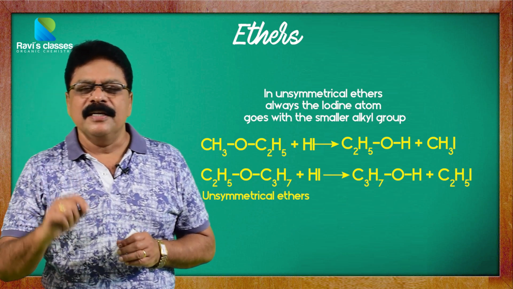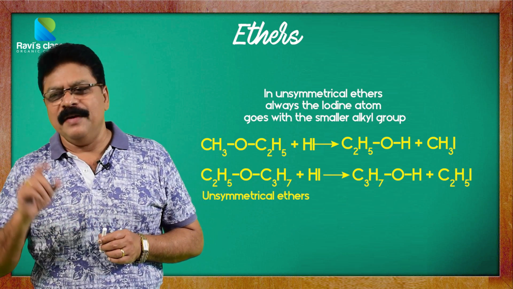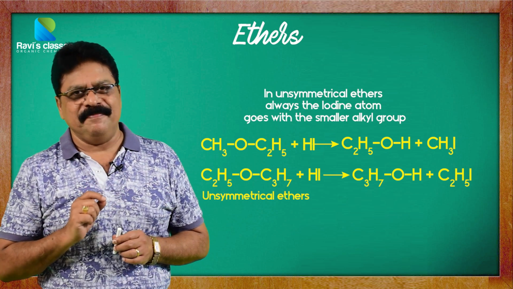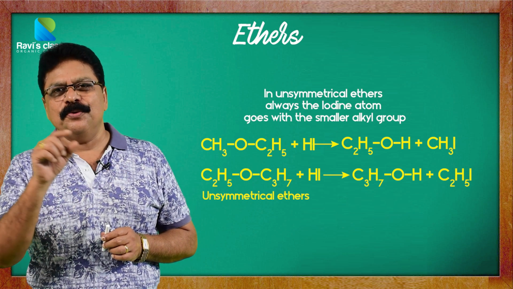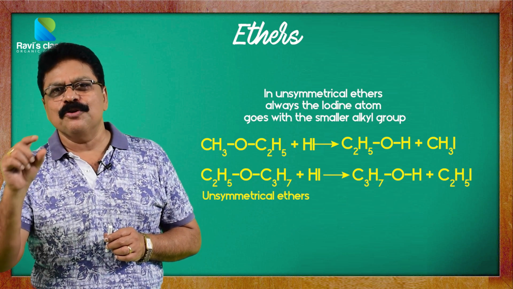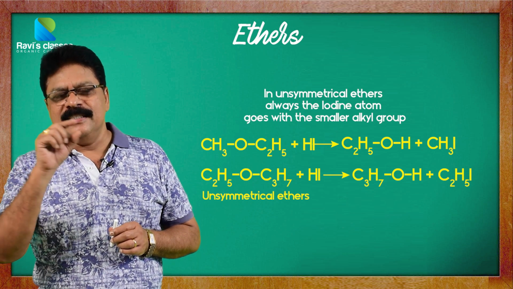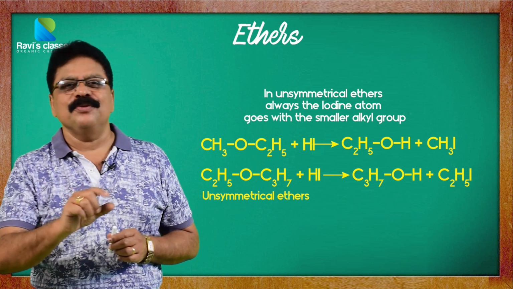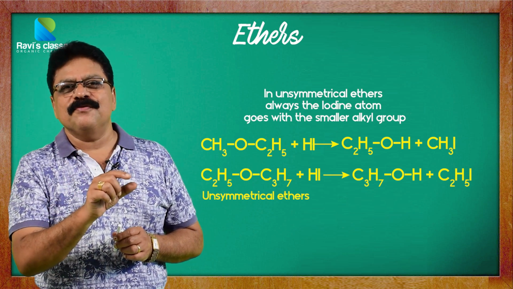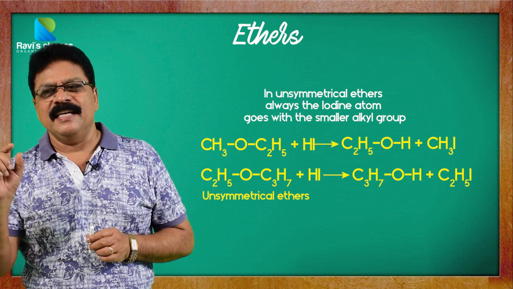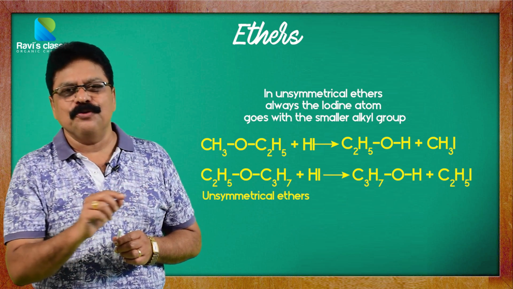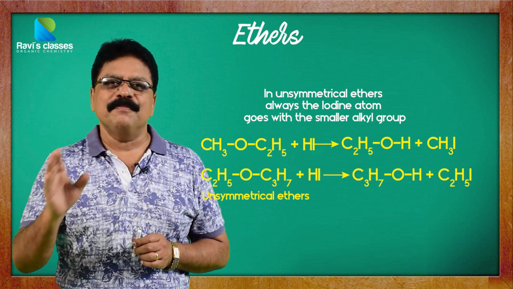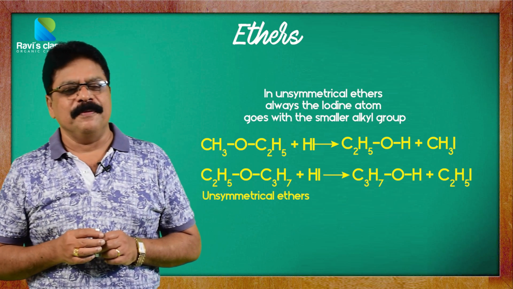But here, because iodine is a large atom, whenever the cleavage takes place, iodine always prefers to go with the smaller alkyl group. That is, if you take C2H5OCH3, the iodine will always go with CH3. So C2H5OCH3 plus HI gives you CH3I and C2H5OH. If you take C2H5OC3H7, iodine will now go to C2H5, so you get C2H5I and C3H7OH. So iodine always prefers to go with the smaller alkyl group.